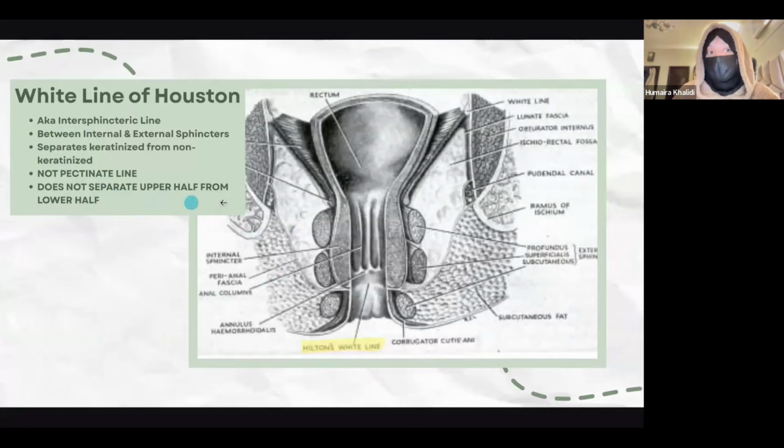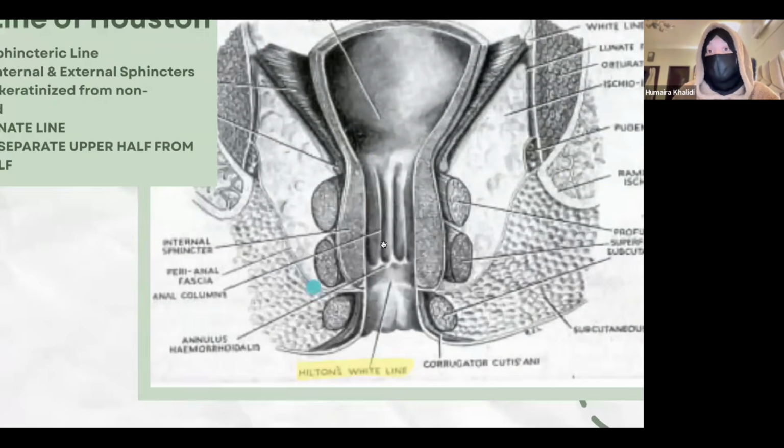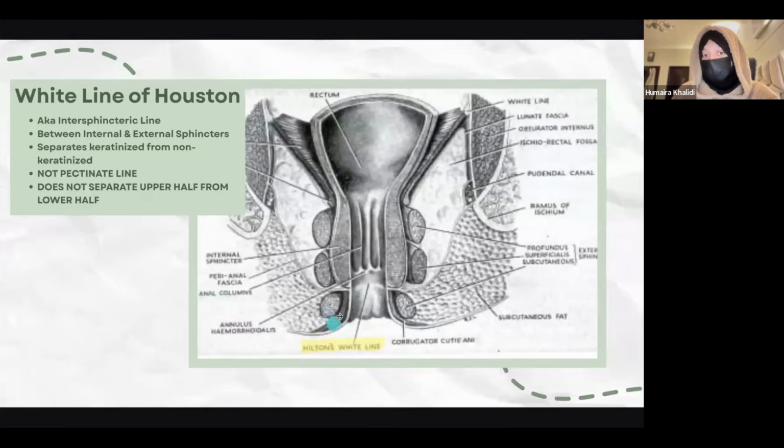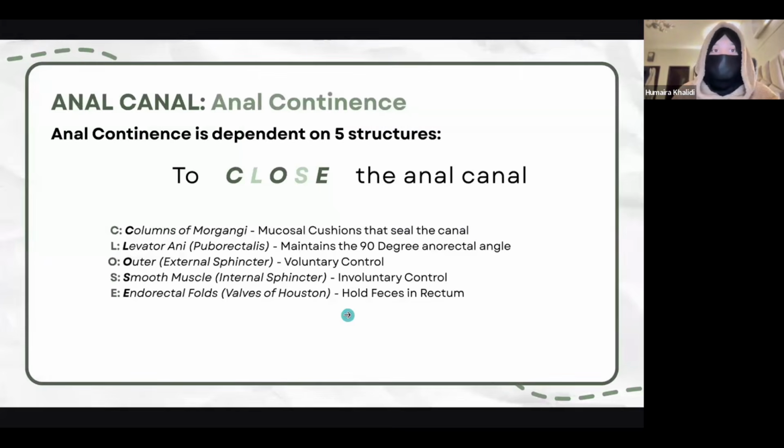Now, it does not separate the upper half from the lower half. Why? Because the internal sphincters are present. Do you see how low this is? This is definitely not half. This is half, but this is not half. This is the lower 2/3, and this is the upper 1/3. This is the upper 2/3, and this is the lower 1/3.